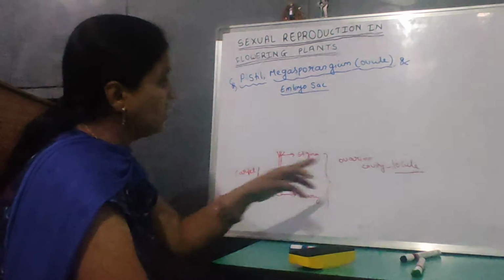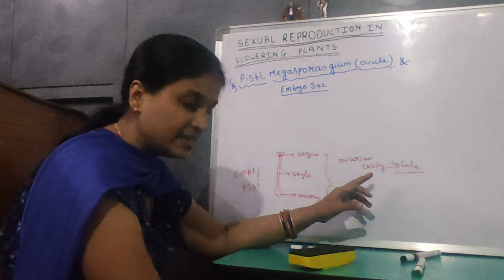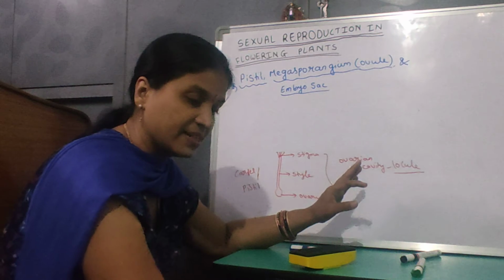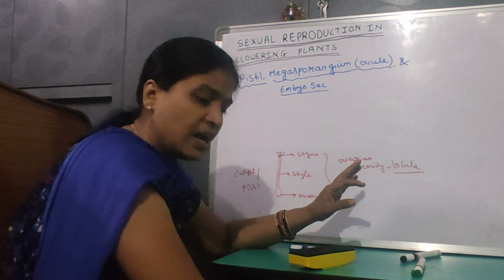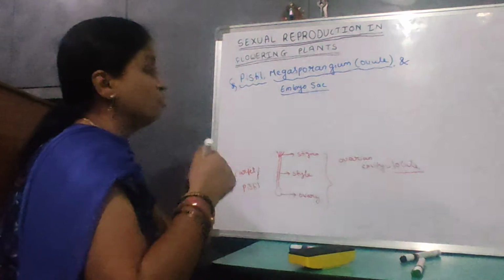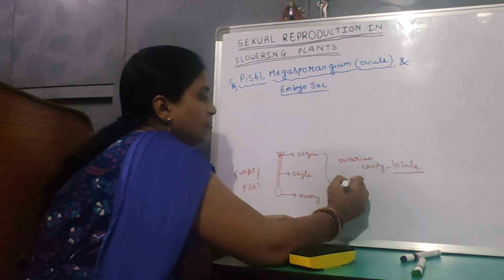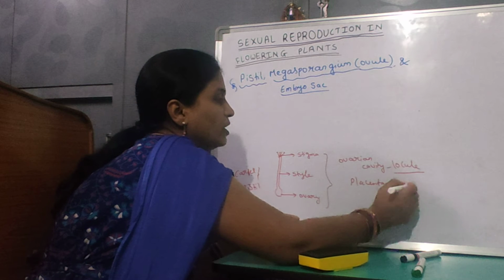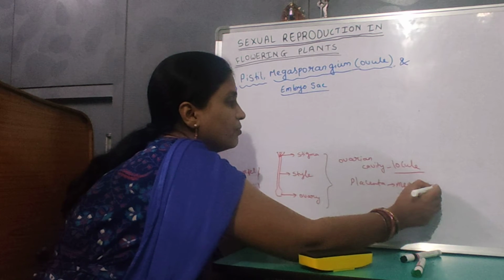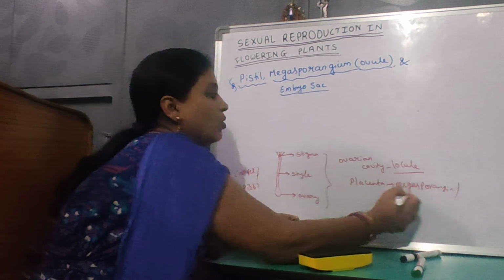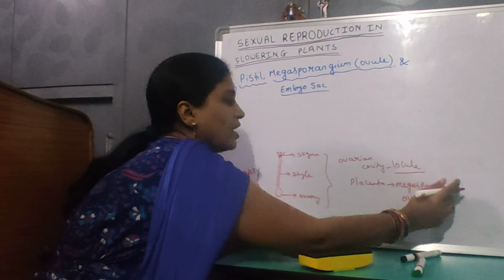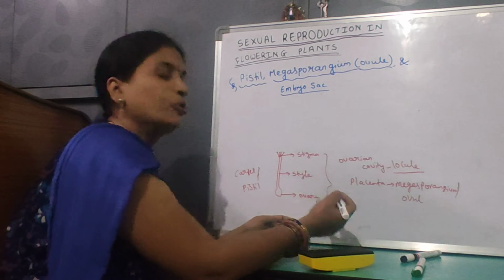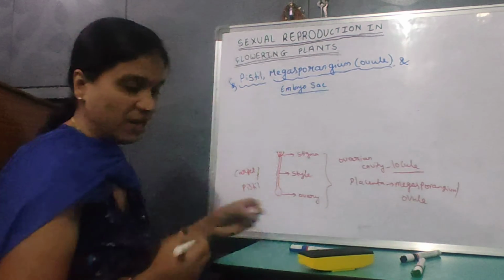So the ovarian cavity is called the locule, and in this locule the placenta is present, and to this placenta the megasporangium or ovule is attached. Sporangium means singular, sporangia means plural. So the ovule is attached.